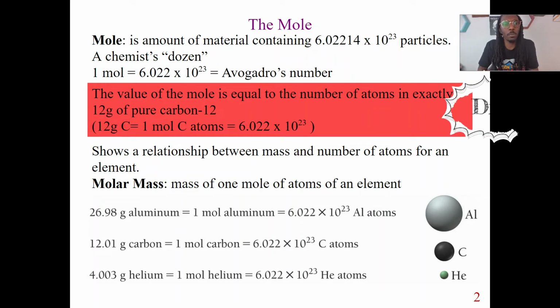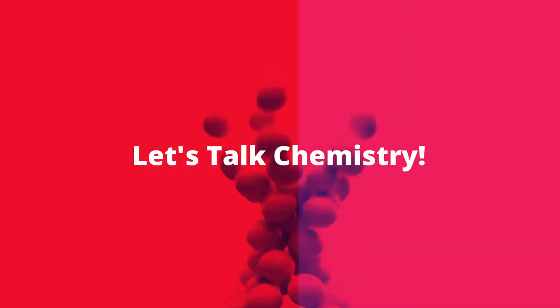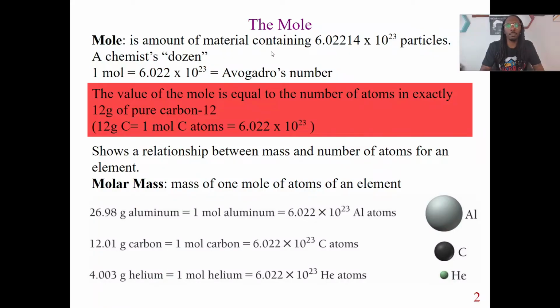It's Dr. J and we're back, and today we're talking about the mole. So the mole is the amount of material containing 6.02 times 10 to the 23rd particles. All right, 23, 23rd, 23, it doesn't matter.